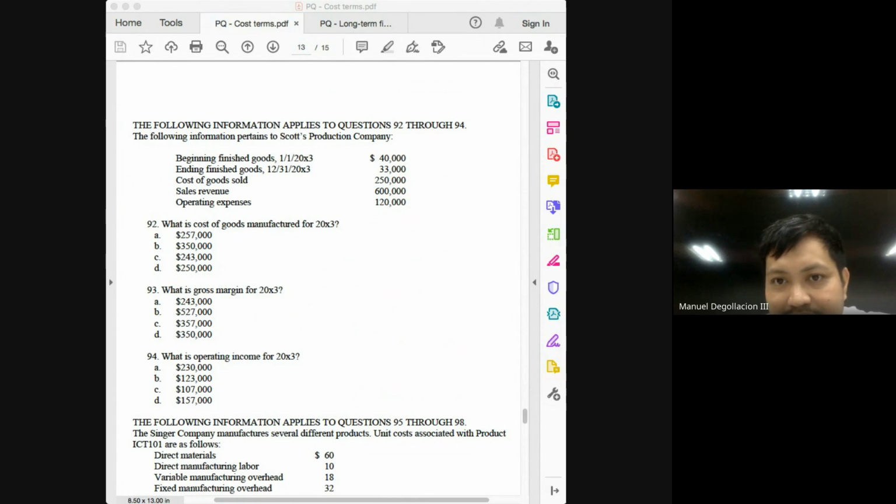Gross margin, sales minus cost, both given. Simply 350. What is operating income? 350 minus OPEX of 120. That will give you 230.